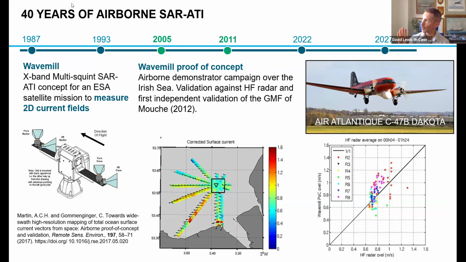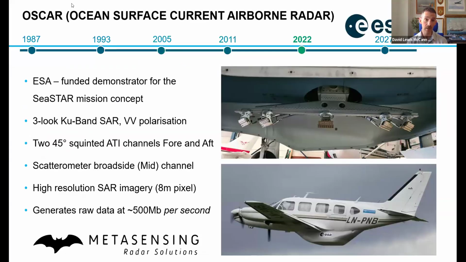But one of the big outputs of this was that in order to create these total surface current vectors, you end up with ambiguities, and the ambiguities are related to the wind direction. Now, in order to solve for these ambiguities, it was found that a third independent look to solve for the wind direction was really quite essential. So this led to the OSCAR instrument, the Ocean Surface Current Airborne Radar Demonstrator, and this is where I joined in with all of this fun in 2022.